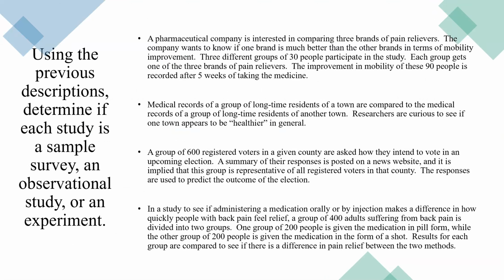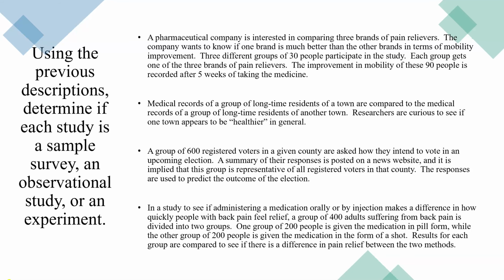Using the previous descriptions, determine if each study is a sample survey, an observational study, or an experiment. A pharmaceutical company is interested in comparing 3 brands of pain relievers. The company wants to know if one brand is much better than the other brands in terms of mobility improvement. 3 different groups of 30 people participate in the study. Each group gets one of the 3 brands of pain relievers. The improvement in mobility of these 90 people is recorded after 5 weeks of taking the medicine.